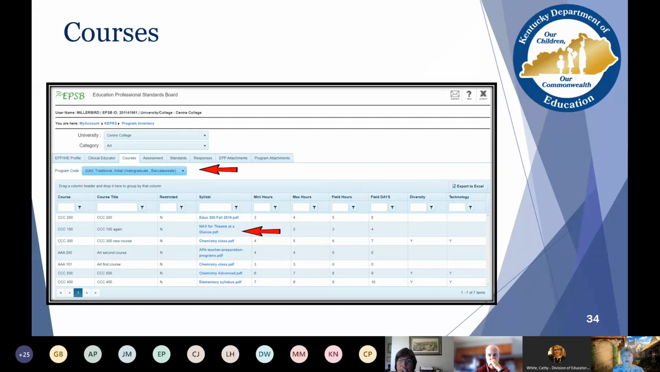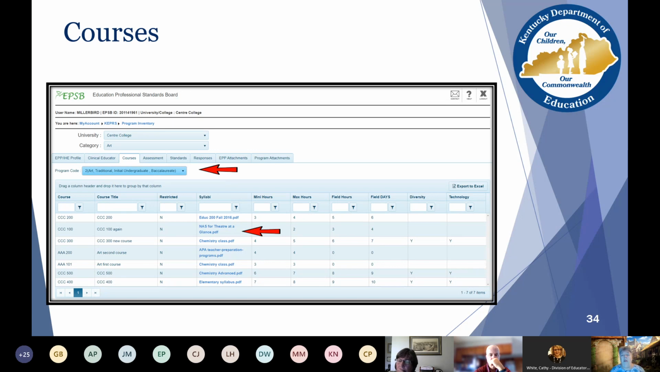This courses table, besides providing the syllabi, identifies the credit hours associated with that course, the field hours, and please note the field hours are generally those pre-student teaching experiences, and then the field days is any student teaching days that are required.